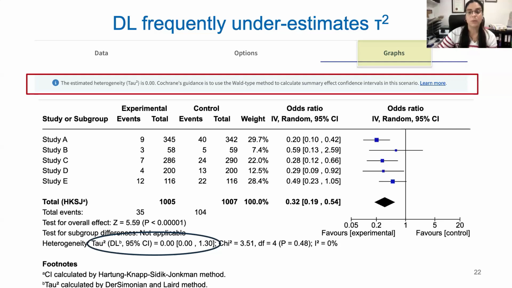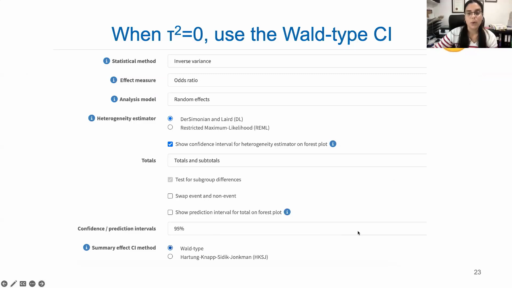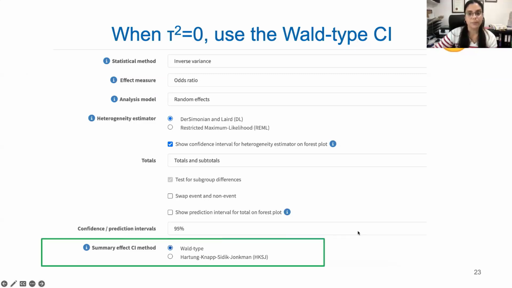But then the pop-up recommends in that case that the Wald type would be the best method to use instead of the Hartung-Knapp method for the summary effect. And this is based on the properties that we discussed in the previous webinar. So going back to the analysis options, we can change from the Hartung-Knapp method to the Wald type method, and we can see now that the note disappears. So using the DerSimonian and Laird here, which estimated heterogeneity equal to 0, it is more appropriate to use the Wald type method for the summary effect.